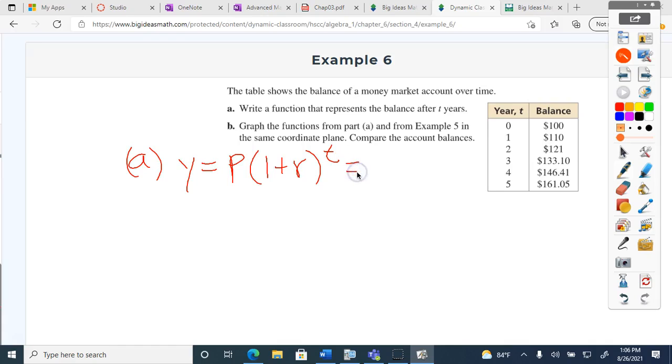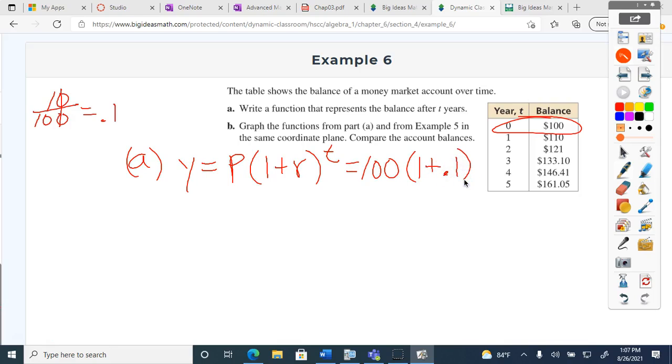So how much do I have to begin with? $100. Why is it P? Because it's still principal. Anytime we're talking about money and investing, they usually use P for principal. So 100 times (1 plus...), here we have to figure out how much it went up from 100 to 110. It went up $10. $10 is how much of my original? 10 divided by 100, what would that equal? 1/10.